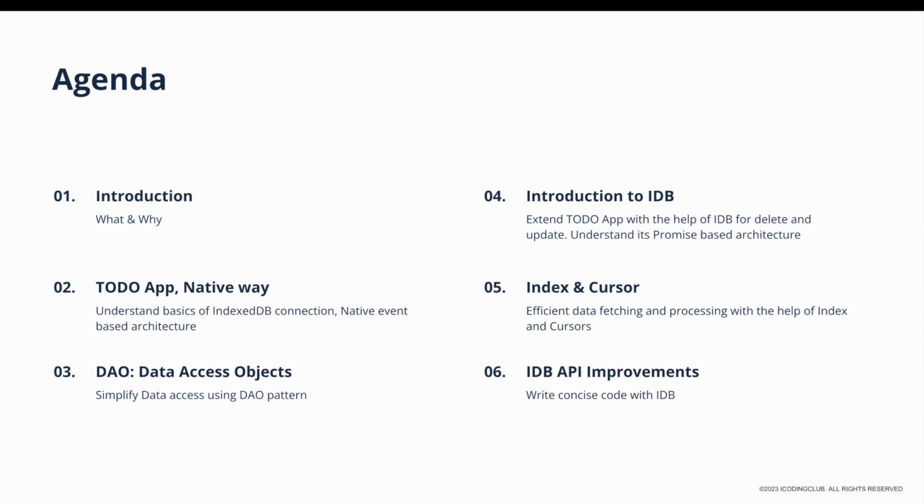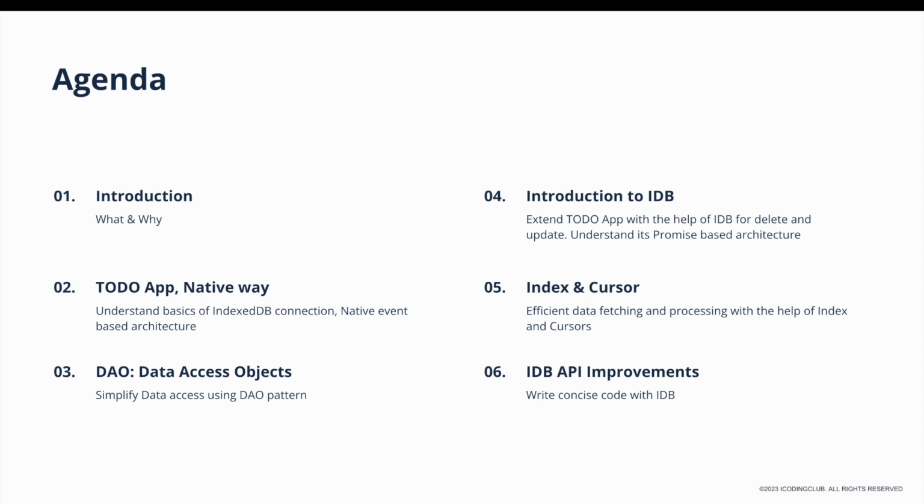After that, we're going to put some pattern on the application for accessing the data, and we're going to use a DAO, data access object pattern, to simplify the data access from IndexedDB. Post that, we're going to use a helper library called IDB after we've completed a sufficient portion of IndexedDB the native way, just to understand its architecture and working. And then we will use IDB, which is more like a promise-based API in place of the event-based API.